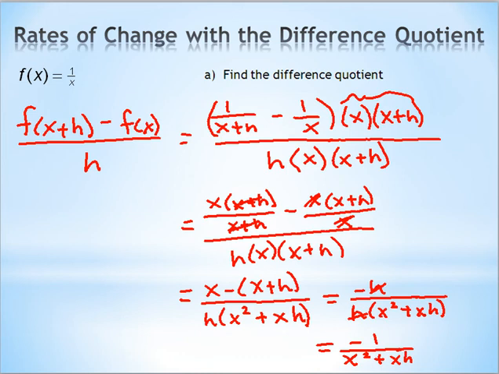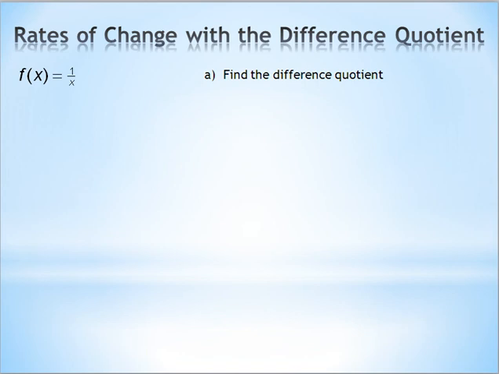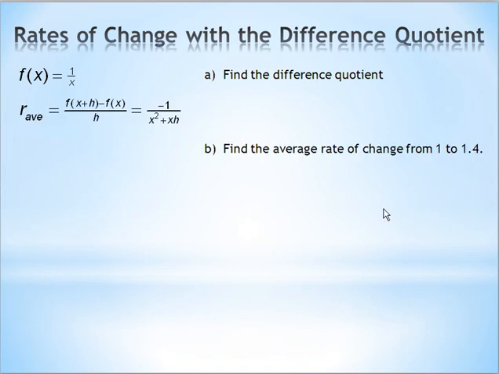And that is my difference quotient in this case. It's going to look like this. There it is, negative 1 over x squared plus xh. Now I'm asked to find the difference quotient between 1 and 4/10. Again, remember we're going to plug in x as the beginning of my interval, which in this case is 1, and h is the width of my interval, which in this case is 4/10.